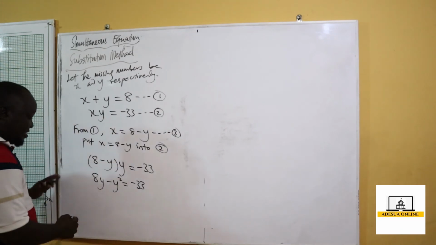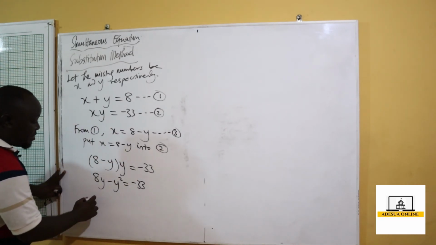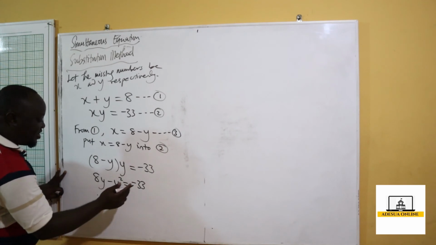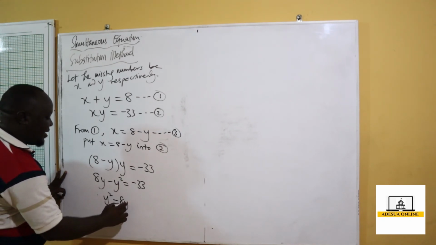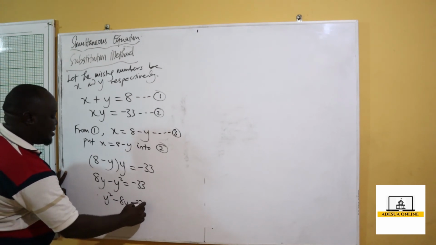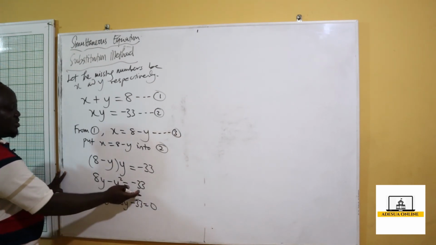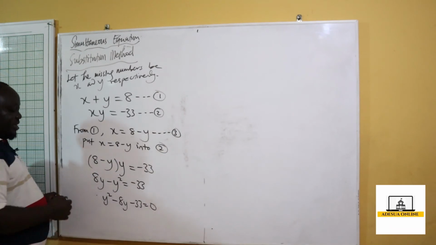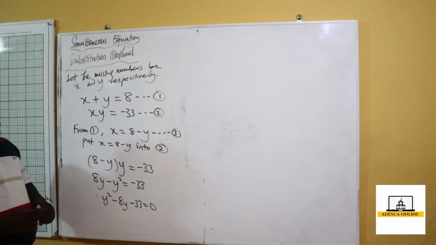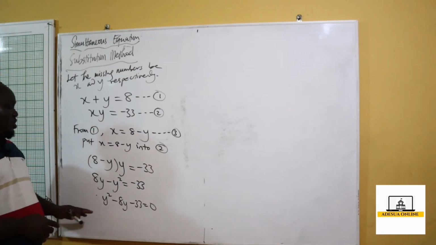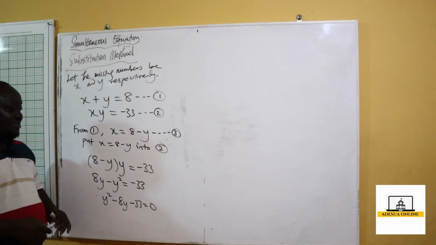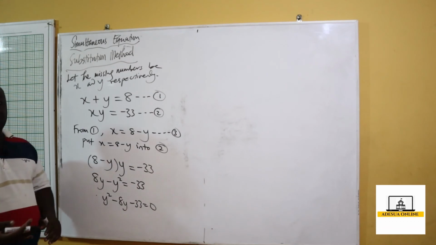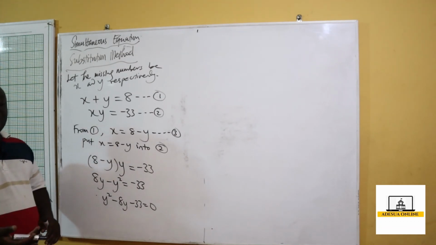So this will give us, let's take everything to the right. We shall have y squared minus 8y minus 33 is equal to 0. I took this to the right and this to the right. So we have y squared minus 8y minus 33 equals 0. So this is a quadratic equation, of the form ax squared plus bx plus c.